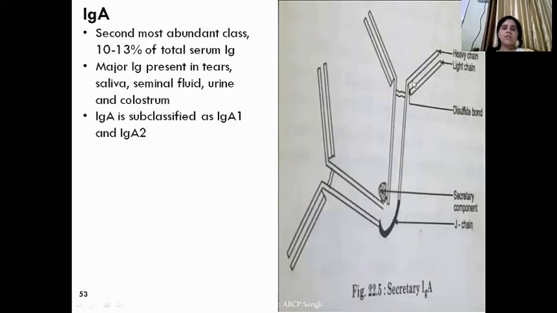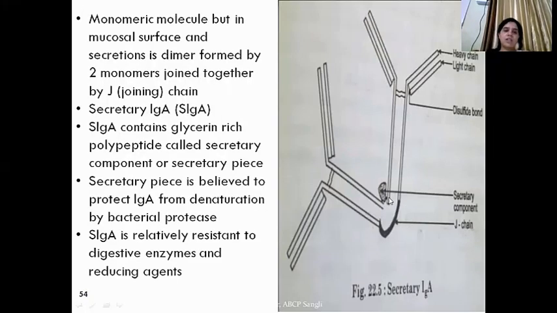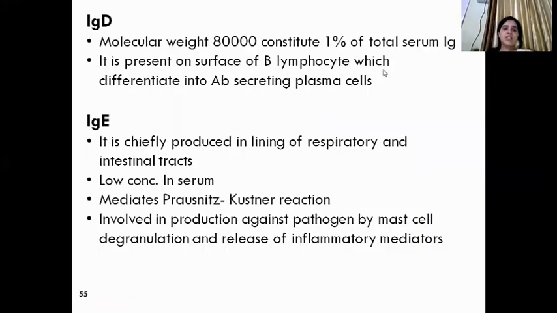Now here you can see that it is a dimer. What is a dimer? Two immunoglobulin molecules joined together with the help of a J chain, and that's a secretory IgA. That's why it is called secretory IgA. Next is IgD. The molecular weight of IgD is around 80,000 Daltons, and it constitutes only 1% of the total immunoglobulins. It is present on the surface of B lymphocytes, which further differentiate, leading to the formation of antibodies or plasma cells.